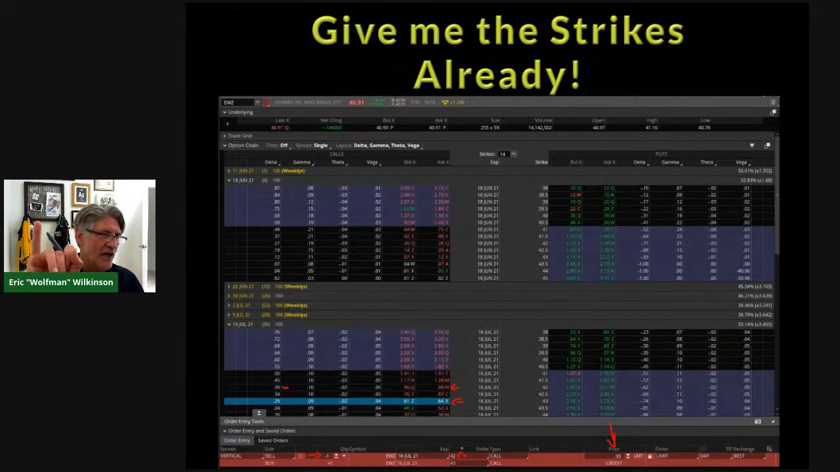So I'm selling one 42 call because I am bearish. My risk is when this underlying trades above 43. That's when I've lost the full width of the spread. I have no more risk above 43 if that happens. So, defined risk strategy.